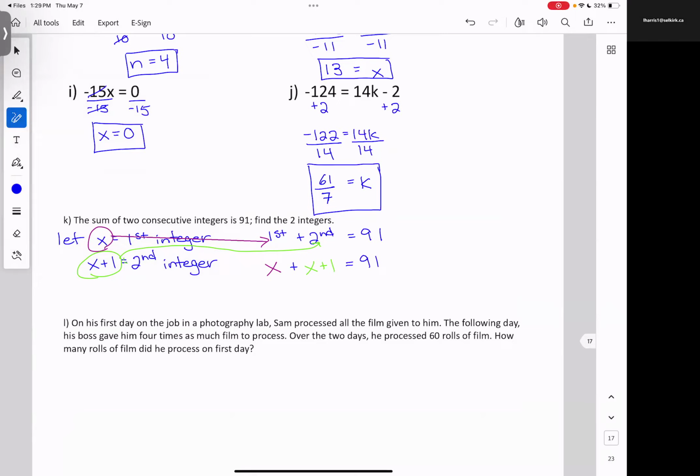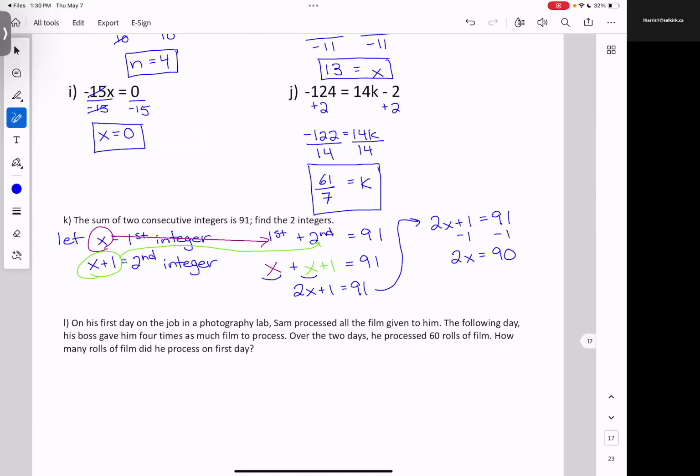Now we have a linear equation we can solve. So we're going to get rid of any brackets as step 1. There are none. Second step, we're going to combine like terms. Here we have two like terms we can combine. So we get 2x plus 1 equals 91. And I'm just going to move this over here so I have enough room. Okay, step 3 is gather our variables on one side and everything else on the other. So to do that, I'm going to subtract 1 from each side. That gives me 2x equals 90.